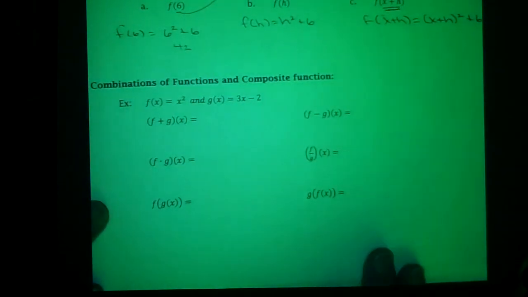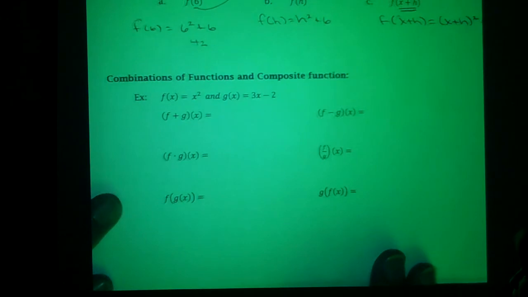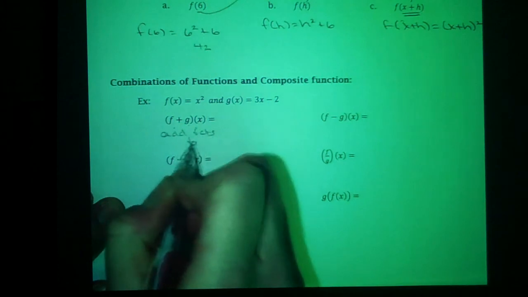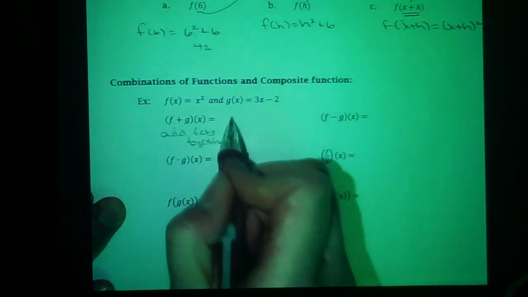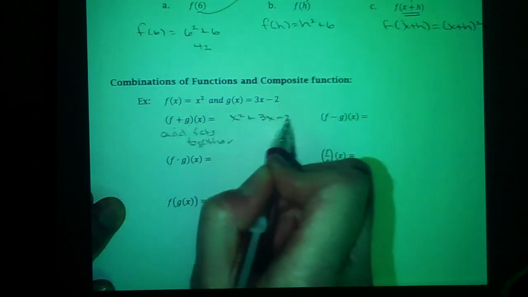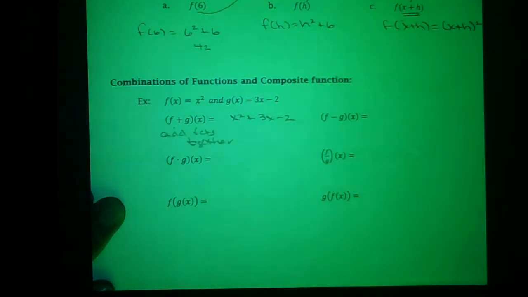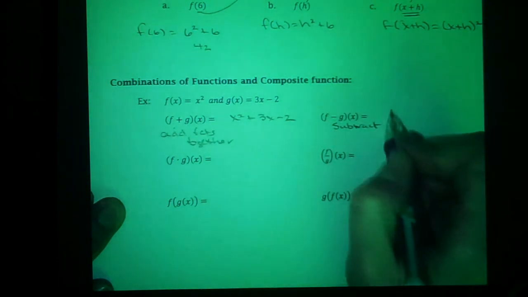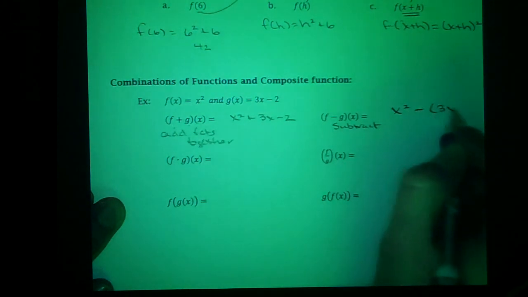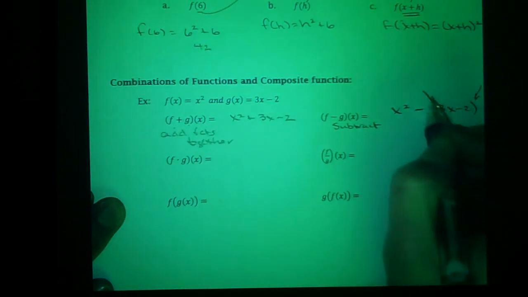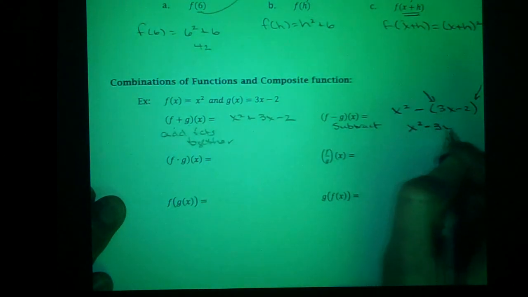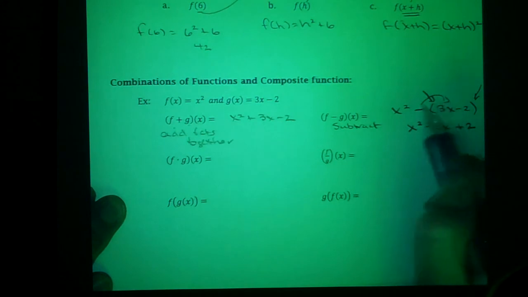And then composite functions. If you have f plus g, that means just add your functions together. So in this case, x squared plus 3x minus 2, the f function and the g function. Subtract your functions. If it's f minus g, you have to be very careful when you subtract to use these parentheses, because otherwise you're not subtracting g, you'd only be subtracting part of g. So better to write it as x squared minus 3x plus 2 when you distribute that negative through.